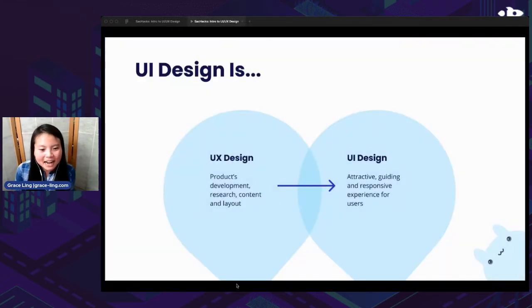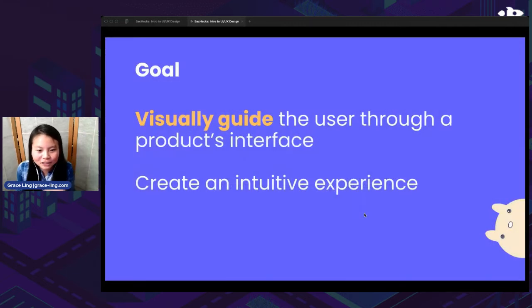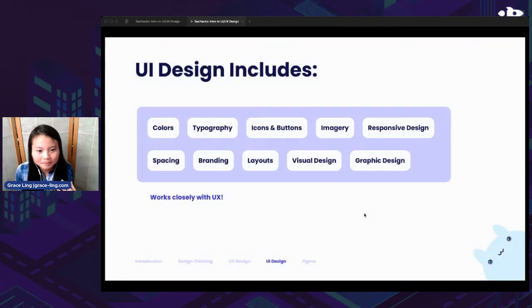And so after you have most of your skeleton laid out, it's time to lay down the skin. I know it's probably not the best analogy, but after you have your foundations laid out, like when you're building a house, you want to add the paint to it, making it attractive, and using visuals like colors and type to guide the users to do something. So basically visually guiding people, creating an intuitive experience, and also making it very nice to use. UI design includes colors, type, visual design, graphic design, buttons, and branding, working very closely with the UX.